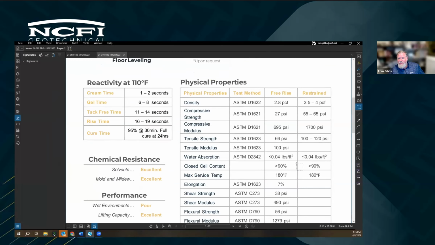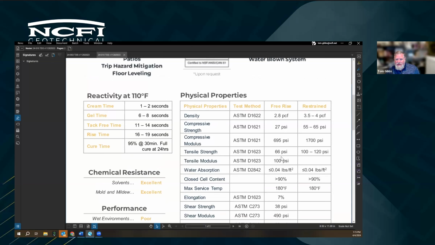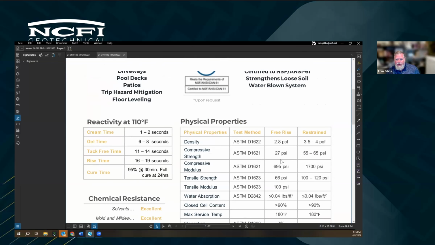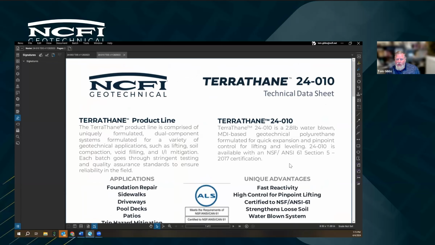So here's some of the physical property testing that's done, the various ASTM test methods: compressive strength, compressive modulus, tensile strength, tensile modulus, shear strength and shear modulus, and flexural strength and modulus. This particular system doesn't have it for the restrained sample, but for the free rise sample, those are the numbers. I hope that answers some questions. Again, most of these systems have gone through some basic testing. Some of them have gone through more comprehensive testing. This particular system, 010, is our best seller.